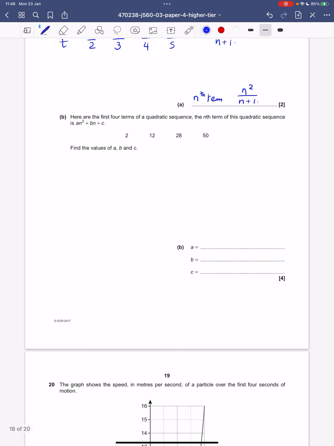Here are the first 4 terms of a quadratic sequence. The nth term is an squared plus bn plus c.